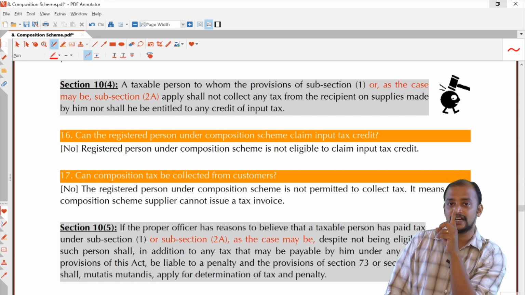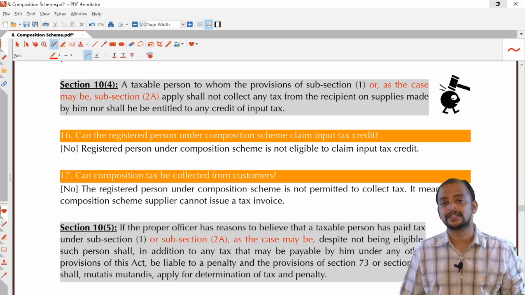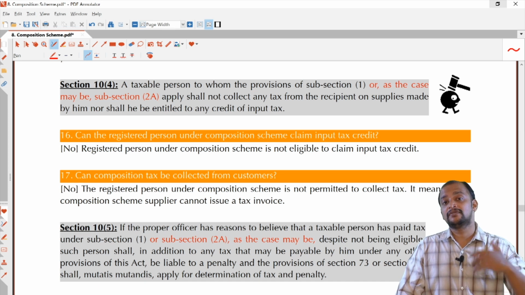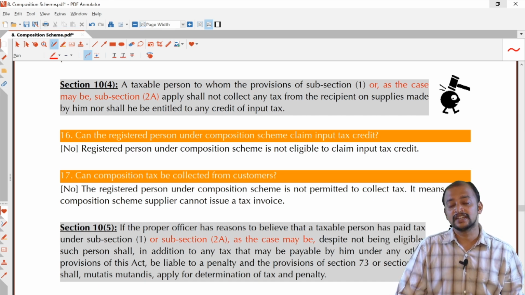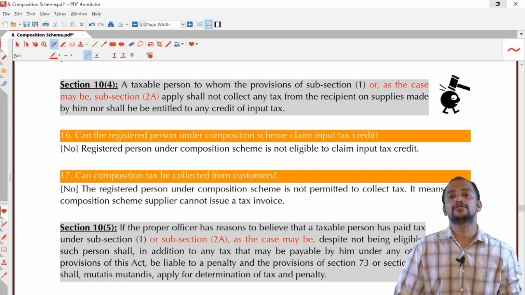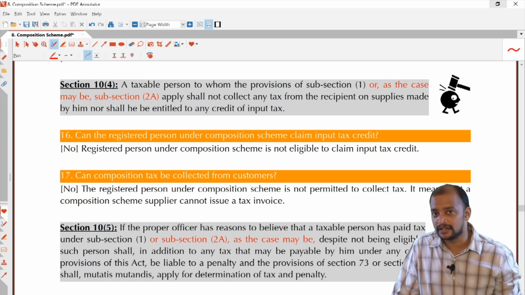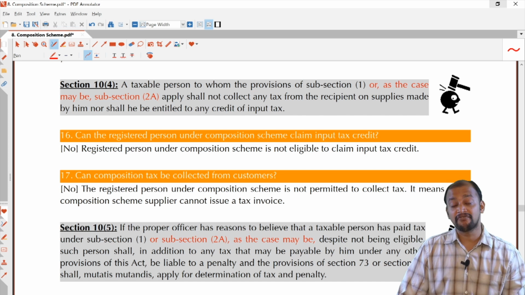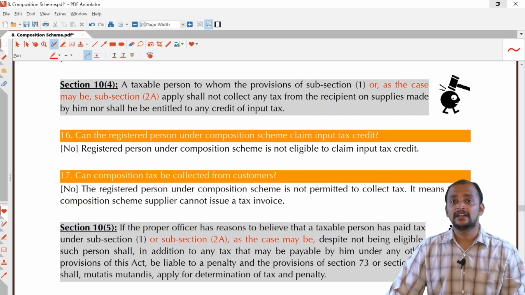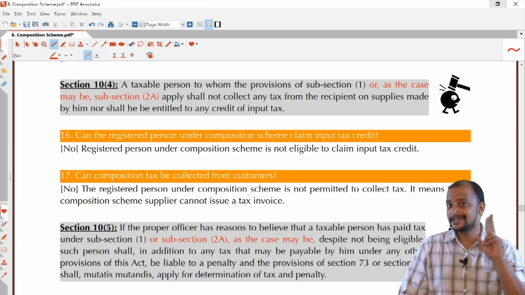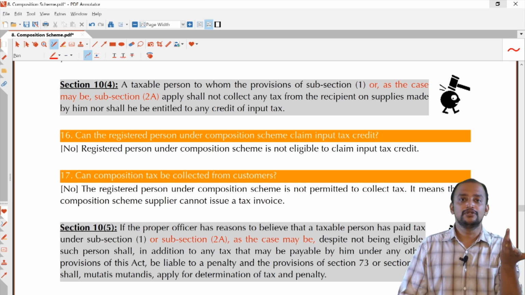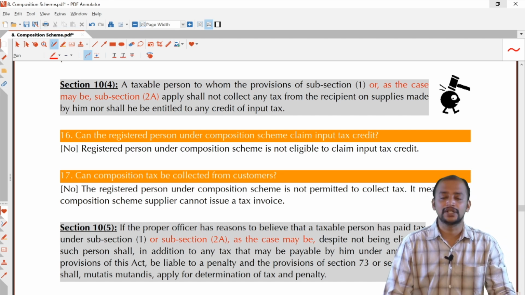I told you when I started discussing this composition scheme, there are two disadvantages. Number one, whatever we purchase on which we have paid GST, we cannot take ITC, which means from whom should we purchase? We should purchase from a person who is also opting for the composition scheme. But practically that is difficult because we cannot always identify whether our supplier is in the composition scheme or not. But if we can, that will be a factor for deciding, because when you buy from a person who is not opting for the composition scheme, the GST will become a cost to you. Whereas if you buy from a person opting for the composition scheme, there is no GST. So that is a crucial decision.